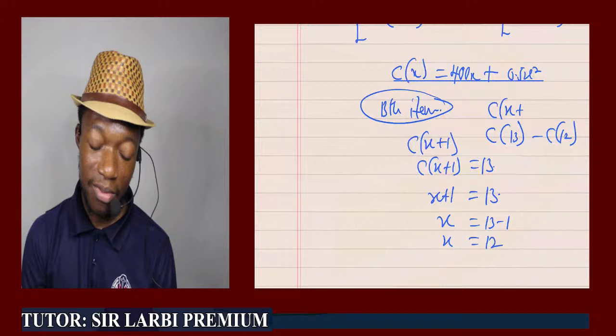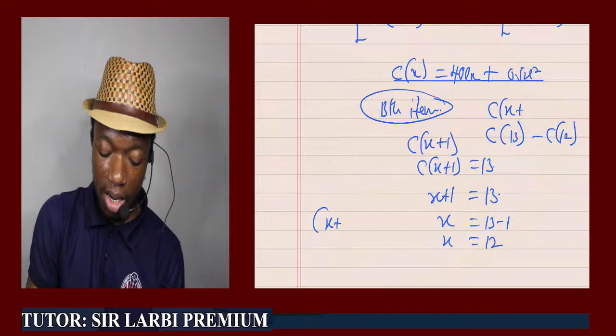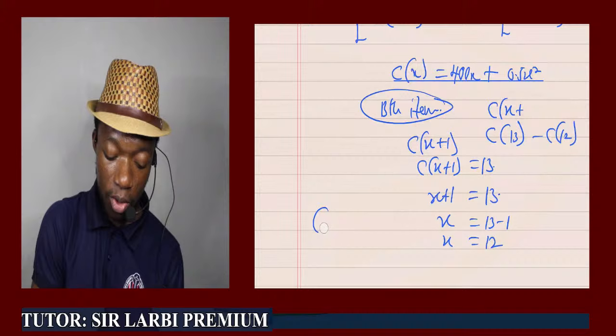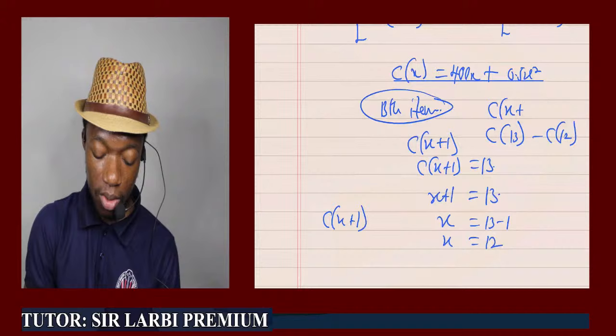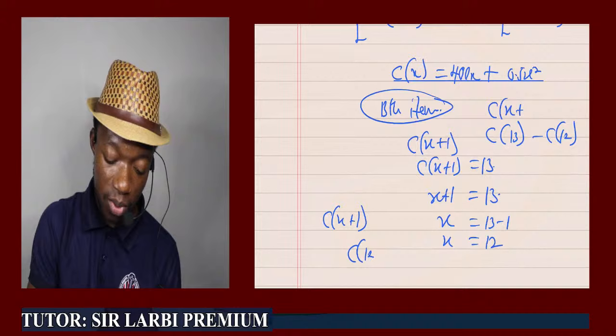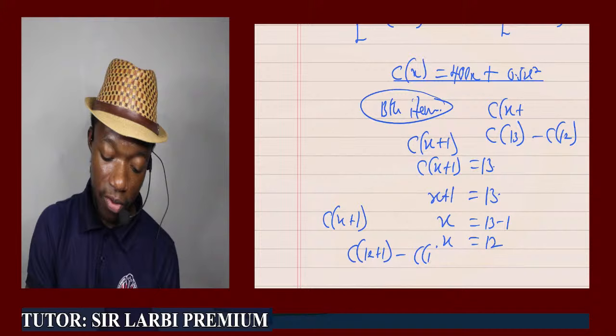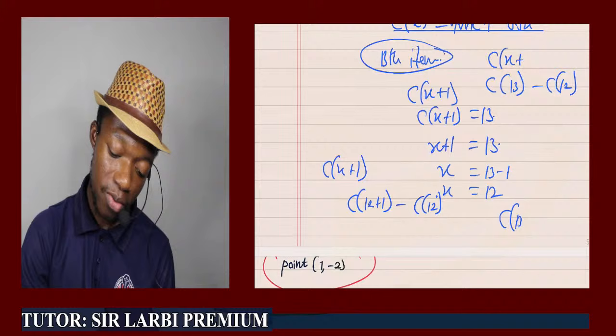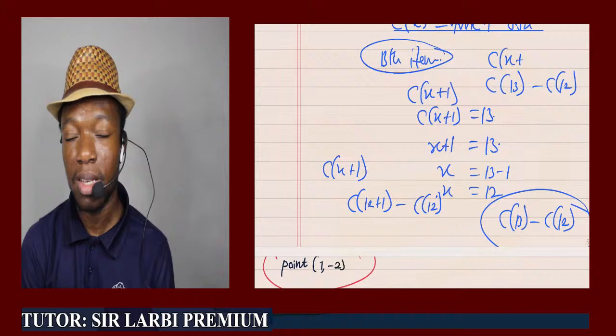So when x is equal to 12, whilst you deal with the 13th item, it's going to be 12 plus 1, since we stated that the cost is x plus 1. So to find the additional cost we want, it is the cost of 13, which is 12 plus 1, compared with the cost of producing the 12th item, which is 12. So we have the cost of 13 minus the cost of 12, and that will give you the exact cost of producing the 13th item. So that is the whole idea.